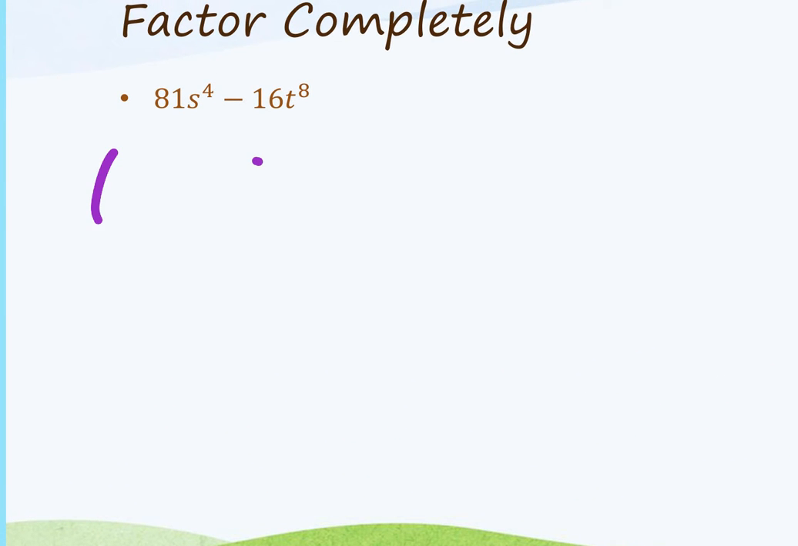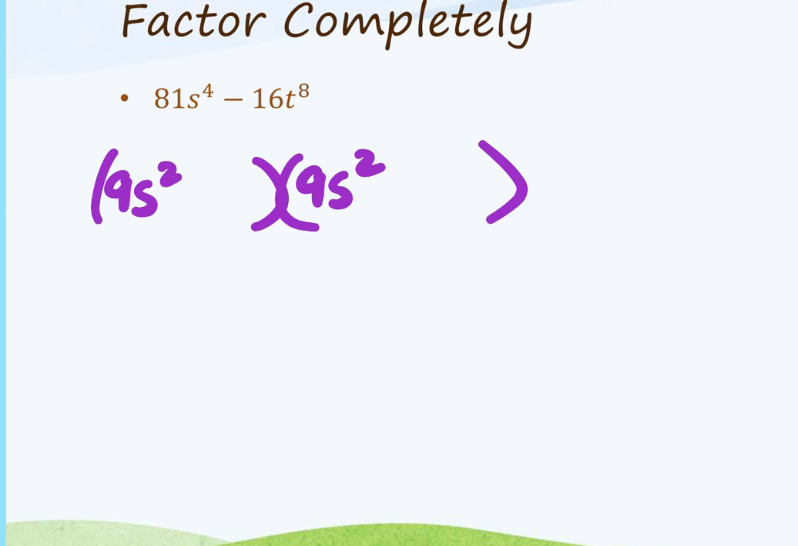I'm going to square root the first term. That would be a 9s squared. And then I'm going to square root the second term, and that would be a 4t to the fourth, because we divide the exponent by 2. One gets a plus and one gets a minus.